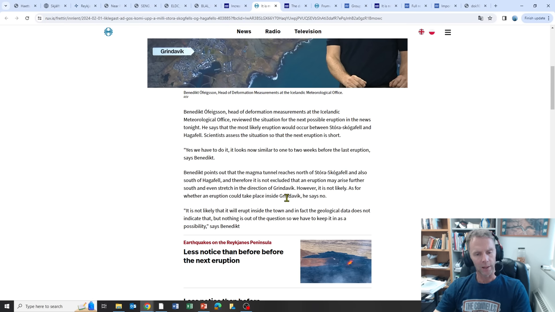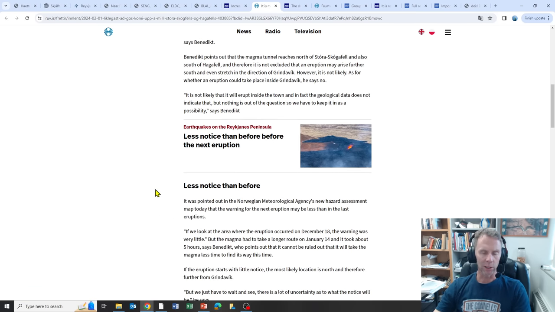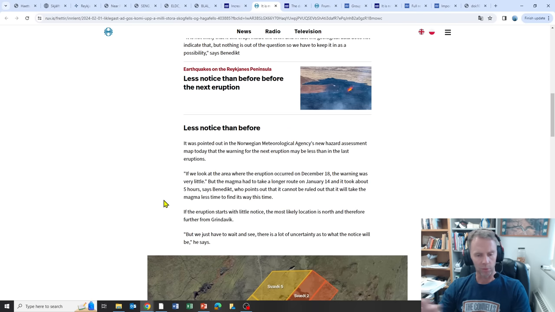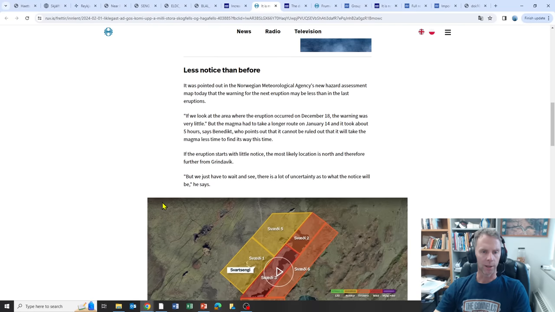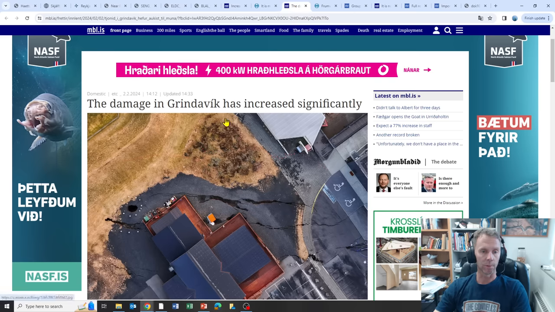So, I don't know. Some of the reporting is almost a little contradictory there, because it says that he says no, but then he kind of qualifies it as saying it's possible. So, not sure. It's always interesting reading some of these, because you never know how much of the language being translated is maybe shifting the narrative one way or the other. Anyway, he just says we have to wait and see. Lots of uncertainty as to what the notice will be, which I would completely agree with. We're in the wait and see mode for sure.